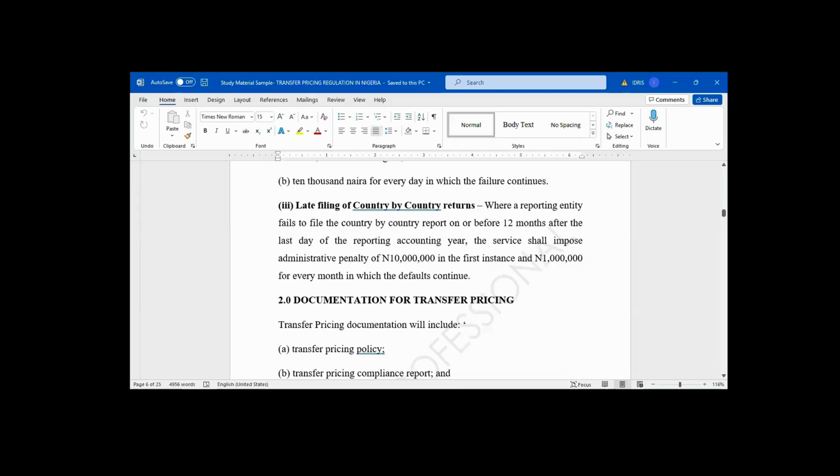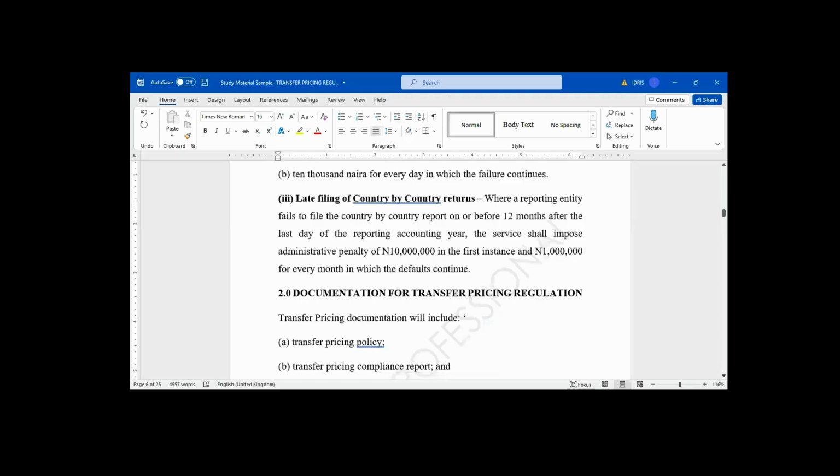Now, the next area we are going to is documentation for transfer pricing regulation. What are the documents required if we want to do transfer pricing regulation with FIRS? What is the documentation for transfer pricing?